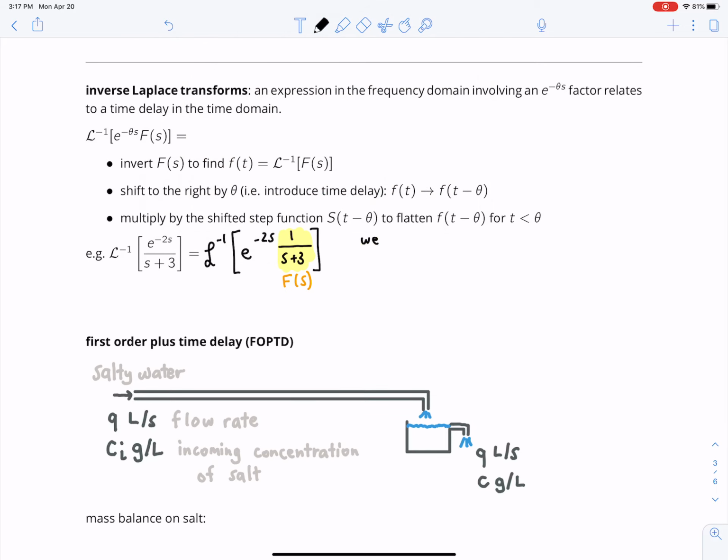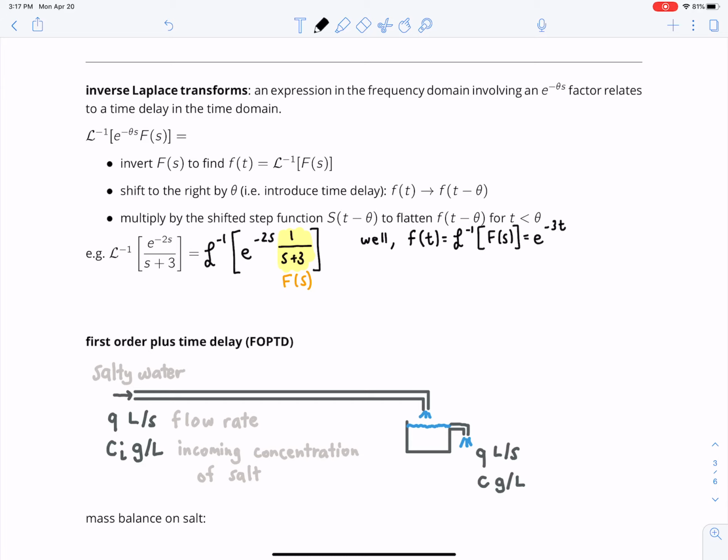And we know that f of t, which is the inverse Laplace transform of capital F of s, this 1 over s plus 3, is the Laplace transform of an exponential, right? So this is equal to e to the minus 3t, right? So we know that.